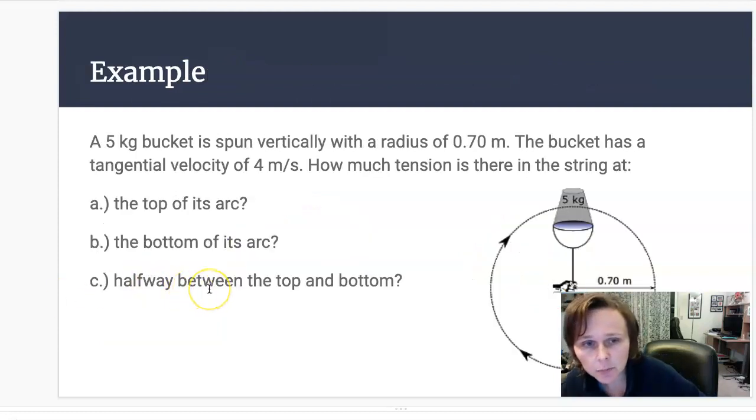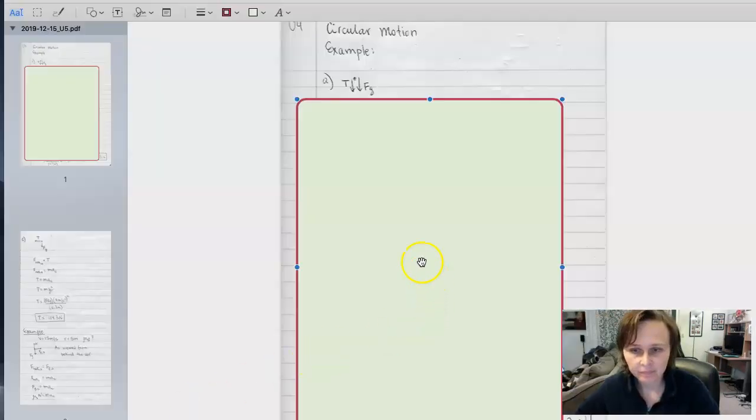Example: a 5 kg bucket is spun vertically with a radius of 0.7 meters. The bucket has a tangential velocity of 4 meters per second. How much tension is there in the rope at the top of its arc, the bottom of its arc, and halfway in between? First, draw a free body diagram.